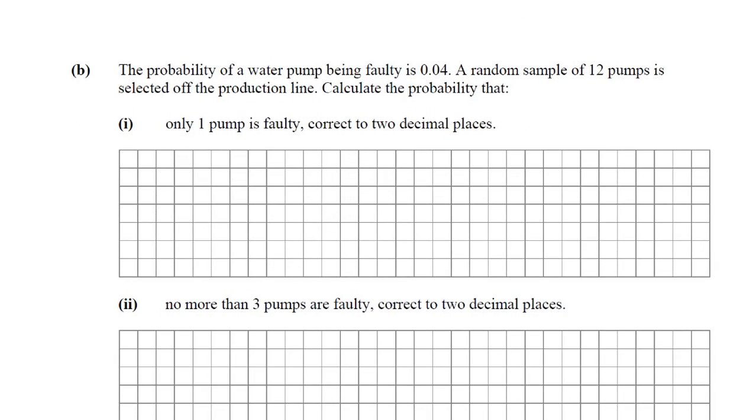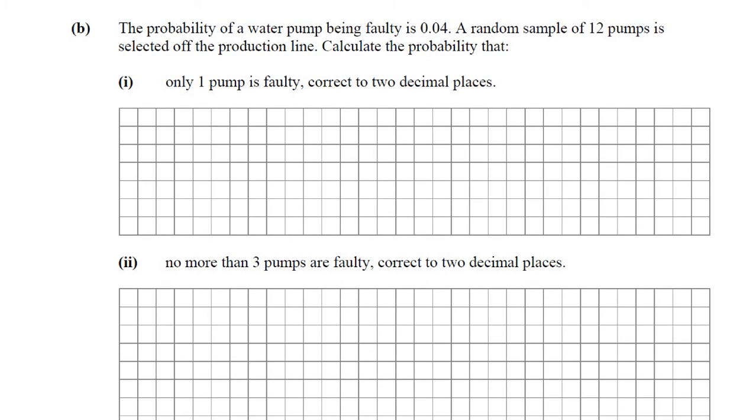Here, this next question: the probability of a water pump being faulty is 0.04. A random sample of 12 pumps is selected off the production line. So we've got a probability there, 12 pumps. Calculate the probability that only 1 pump is faulty. So the pump can either be faulty or not. This is our Bernoulli trial. We're choosing 1 from 12.